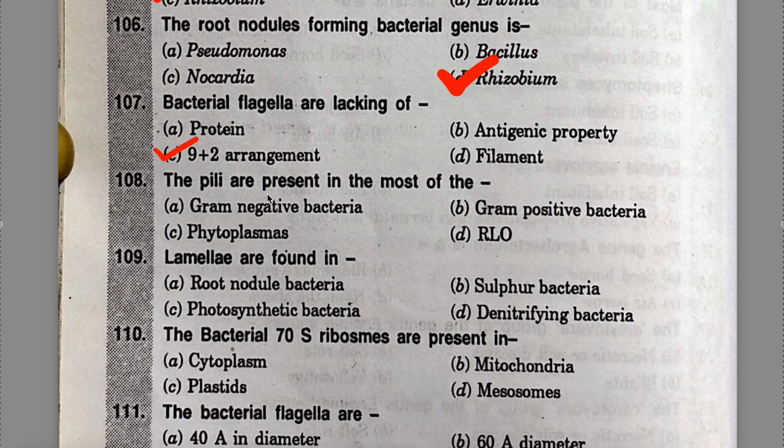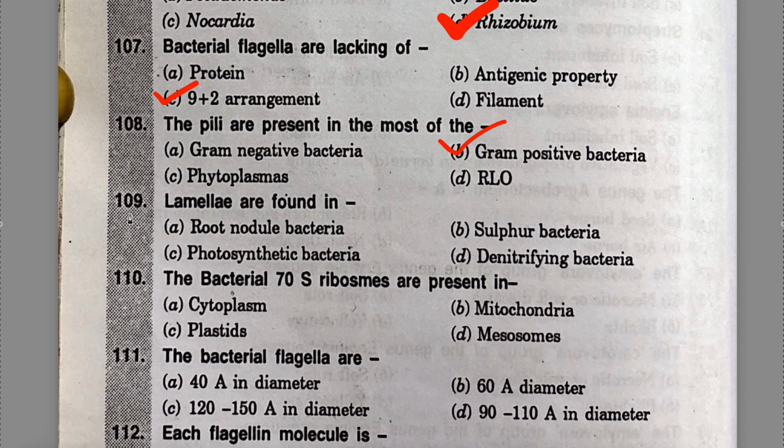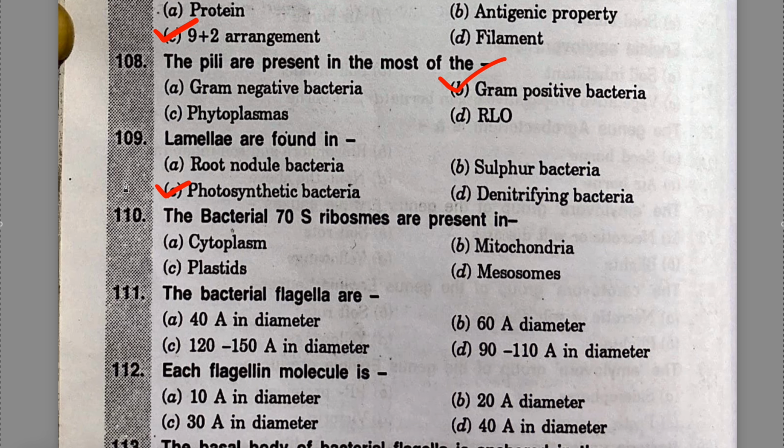108. The pili are present in most of the gram-negative bacteria, gram-positive bacteria, Phytomonas or RLO. RLO is rickettsia-like organisms. Answer is gram-negative bacteria. 109. Lamellae are found in root nodule bacteria, sulfur bacteria, photosynthetic bacteria or denitrifying bacteria. Answer is photosynthetic bacteria. 110.